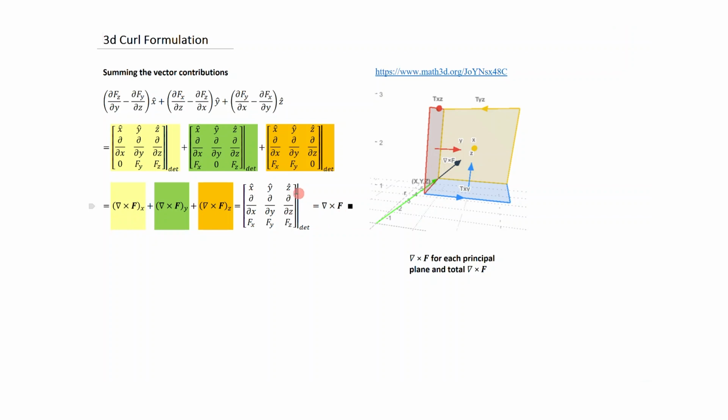So the first row being the unit vectors in Cartesian coordinates. The second row would be the first vector, which was just the gradient vector, and the third row would be the field vector, the x, y, and z components.